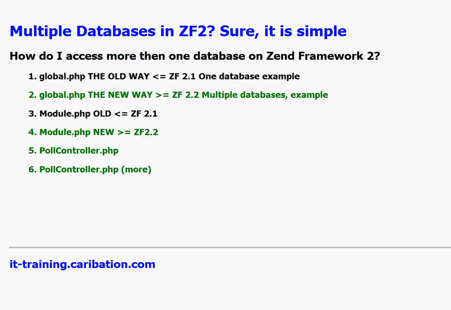As you know, in Zend, configuration is king, it comes first, and after you do your configuration homework, then you can play with some programming. In order to access more than one database in Zend Framework 2, you need to make changes to two configuration files: global.php and the module configuration file, which is called module.php.